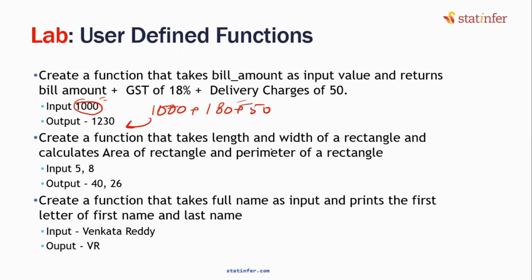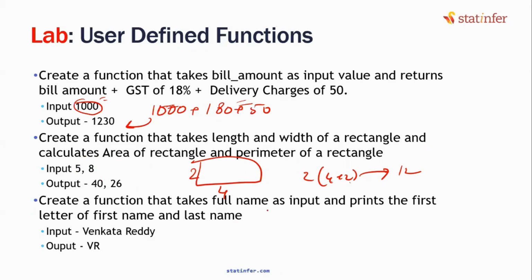Create a function that takes the length and width of a rectangle. If the length is 2 and the width is 4, then the output should give you two values. It should give us the area, 8, and it should also give you the perimeter. The perimeter is 2 into a plus b. That will be 4 plus 2 is 6, 6 times 2 is 12, and then the area 4 times 2 is 8. That should be the output. If 5 comma 8 are given, the perimeter is 26, and 5 times 8 is 40, the area that you will get.